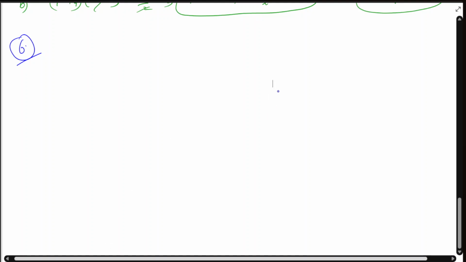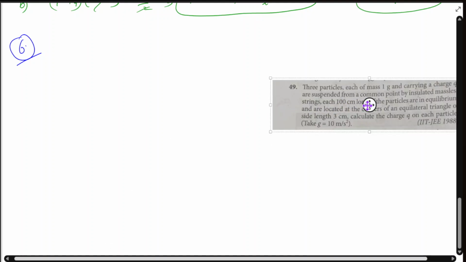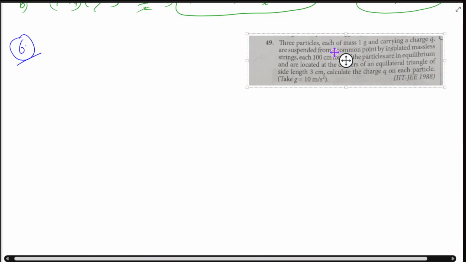Let's move on to our sixth question. We have three particles each of mass 1 gram carrying a charge q, suspended from a common point by insulated massless strings, each 100 centimeter long. The particles are in equilibrium and are located at the corners of an equilateral triangle.